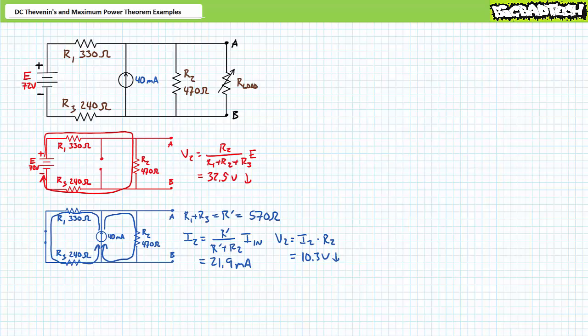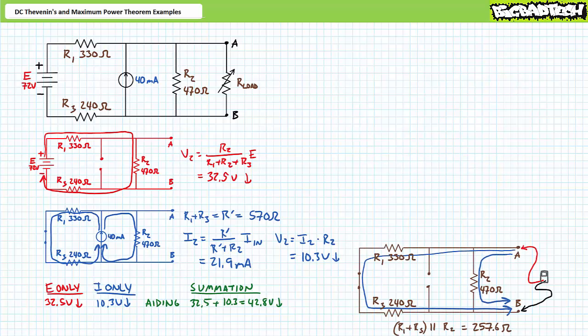We now need to summate these 2 results, accounting for magnitude, polarity, and direction, to determine the Thevenin's equivalent voltage seen by the load resistor. The open circuit voltages produced by the voltage source and the current source are in the same direction. These are aiding contributions. 32.5 volts plus 10.3 volts means the open circuit voltage is 42.8 volts, oriented positive to negative, top to bottom. Let's set these calculations aside and move on to solving for RTH, the Thevenin's equivalent resistance.